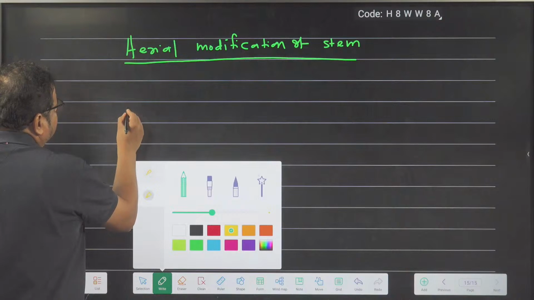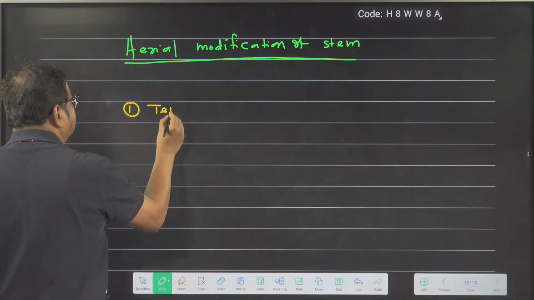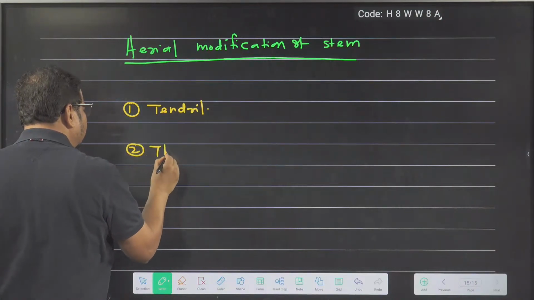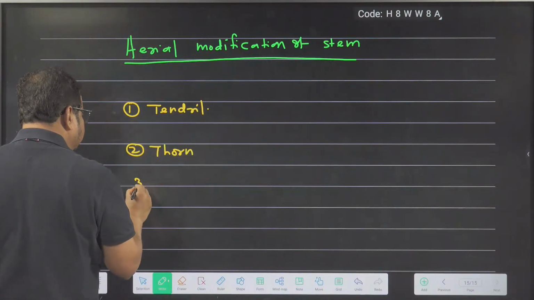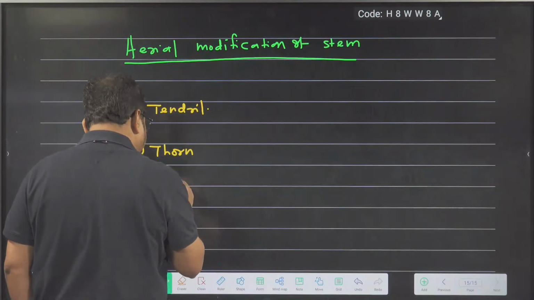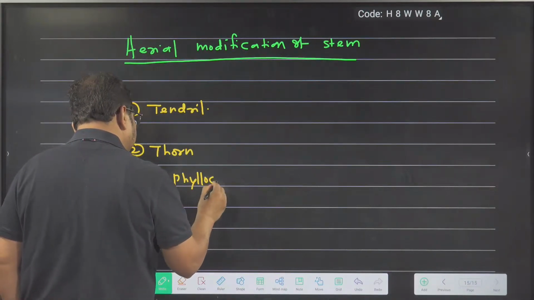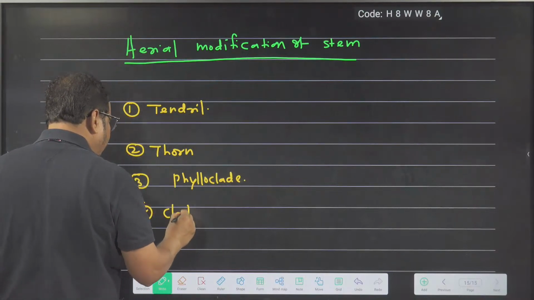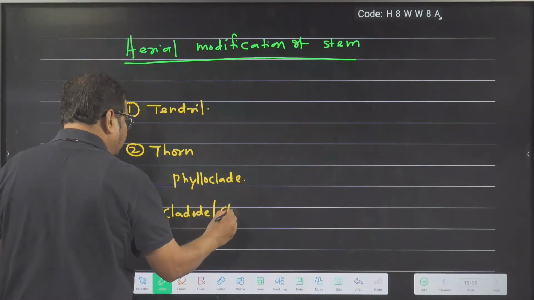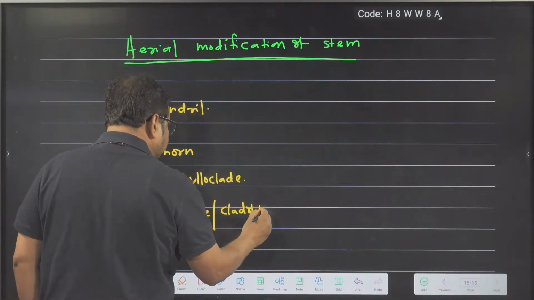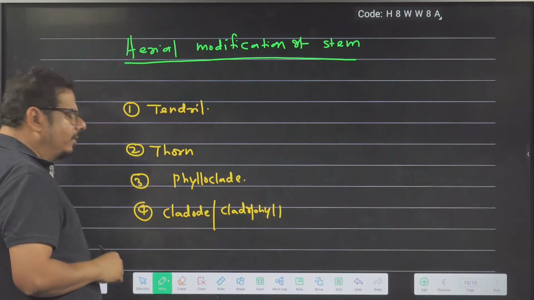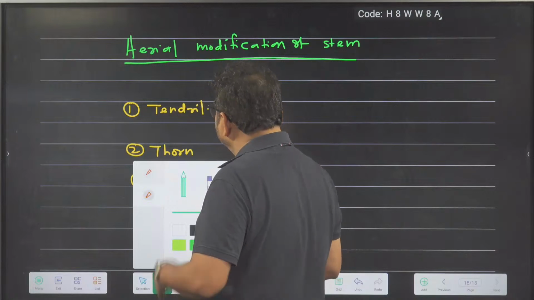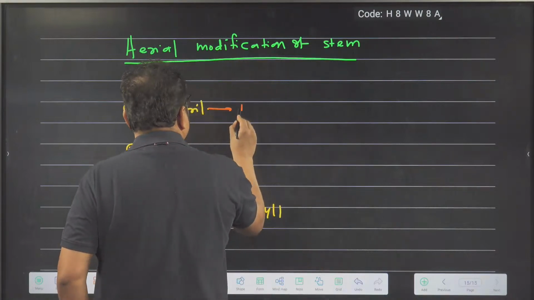First, in aerial modification, we are going to discuss tendril. Then we will discuss thorn, third phylloclade, and fourth cladode or cladophyll. The words cladode or cladophyll are not in NCERT, but many times they came in options, so we will discuss all these.